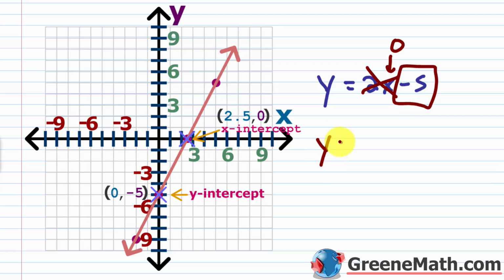Later on, we're going to talk about y equals mx plus b, which is the slope-intercept form of the line. This is the fastest way to graph a line because we'll immediately know the y-intercept, which is 1 point on the line, and we can generate additional points on that line using our slope. But we'll get to that later on.